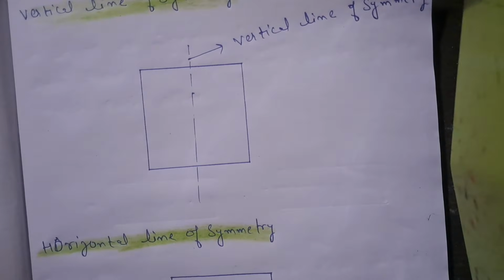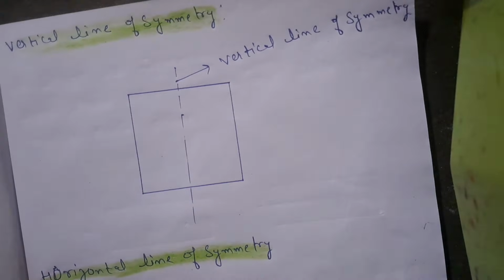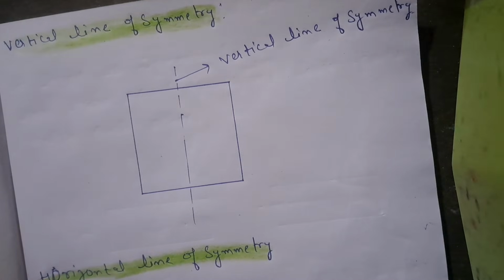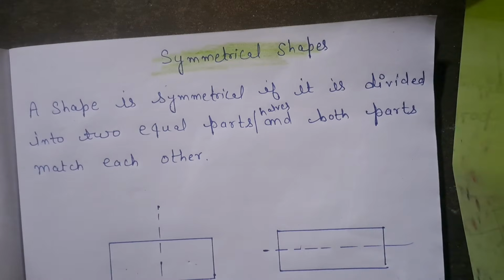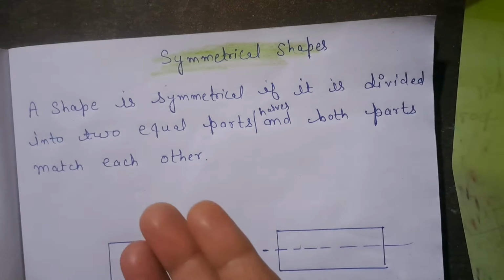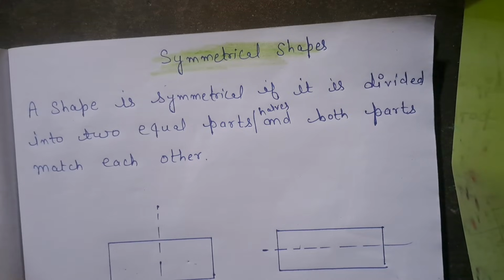So today we have done symmetrical shape. What is a symmetrical shape? When a figure or shape is divided into two equal halves and both the halves exactly match each other, or we can say that both the halves are same in size and same shape, then we call it a symmetrical shape.